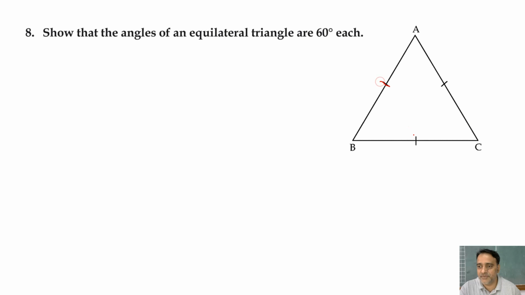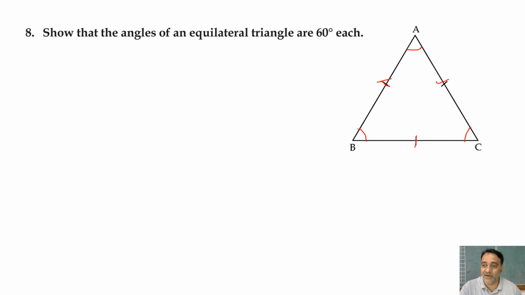AB is equal to BC, so this will imply angle C is equal to angle A. Why? Angles opposite to equal sides. Right. Okay, now the second one: these two will be equal, this one and this one, so angle B and angle C will also be equal similarly. Okay.